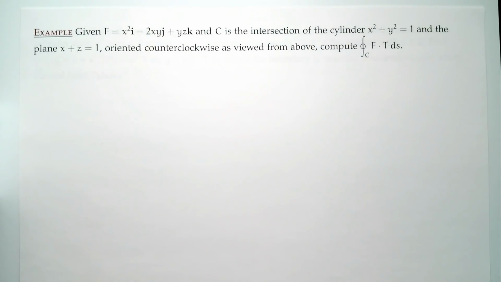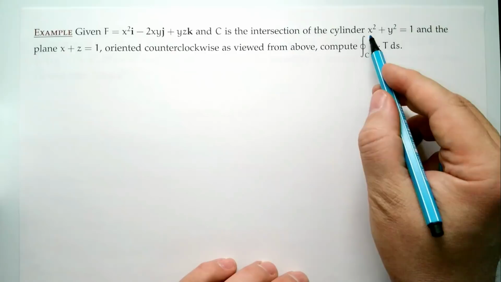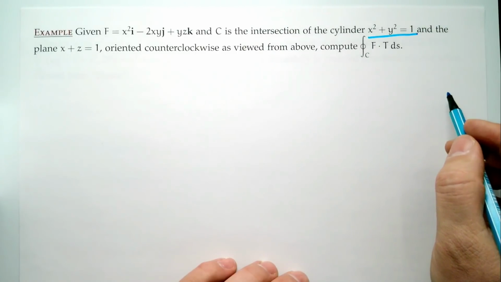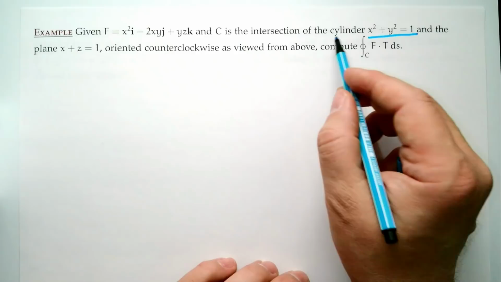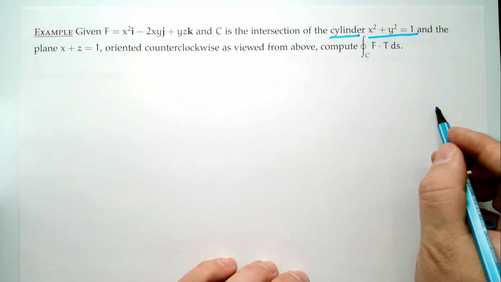All right. So suppose you have F, and C is the intersection of the cylinder, x squared plus y squared equals 1, and the plane, x plus z equals 1. So you have this surface here. Now what does it look like? X squared plus y squared equals 1 is a cylinder. Now you might say, how do you know it's a cylinder? Because it says it right there. That was my first clue.